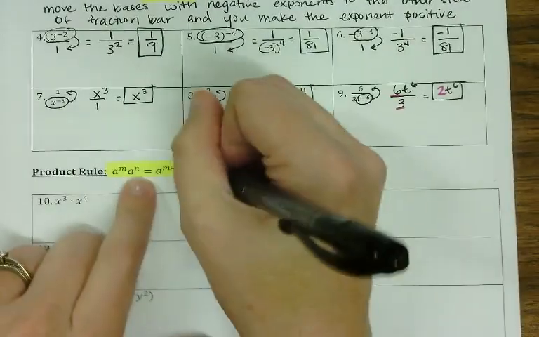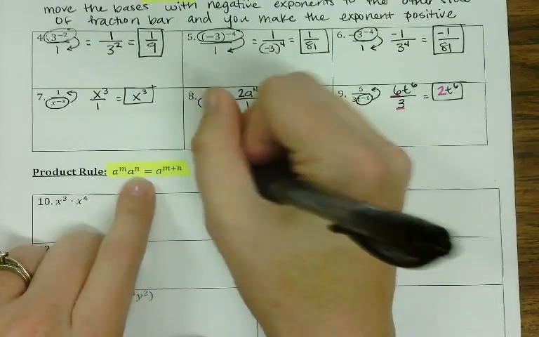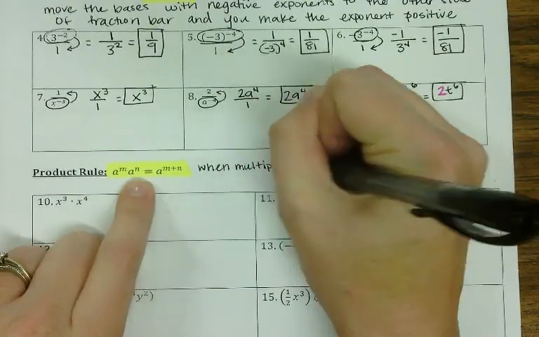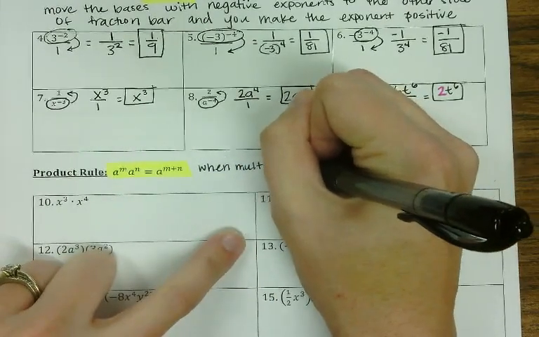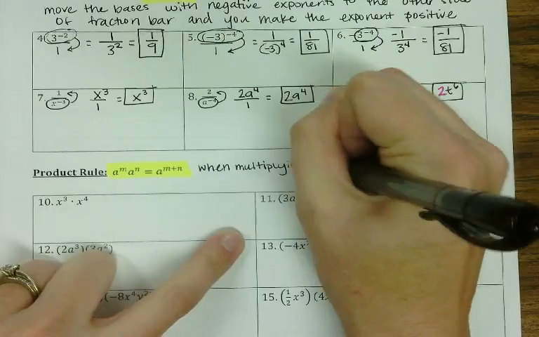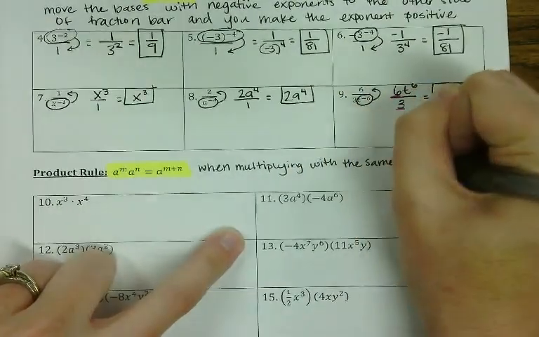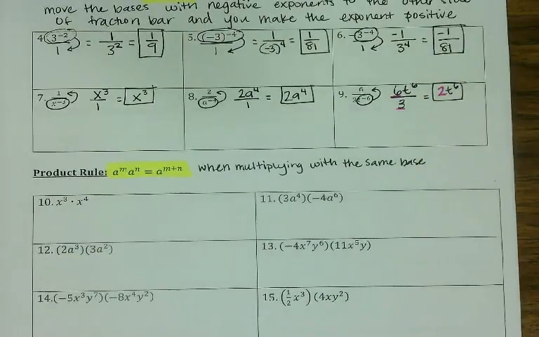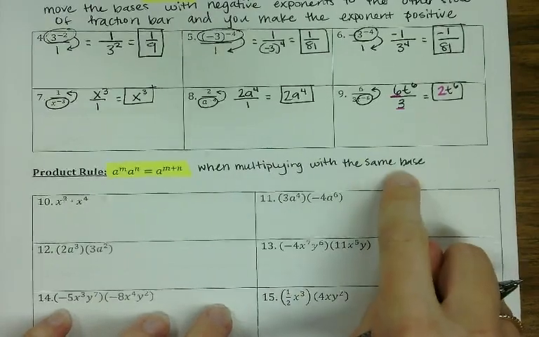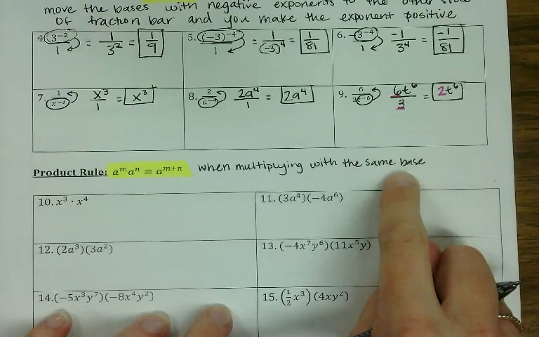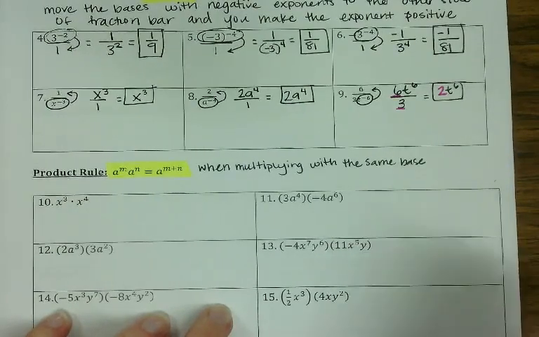When you are multiplying expressions with the same base, all right? So when you are multiplying with the same base, there are two big things that you will do. All right? You keep your base. So when you're multiplying with the same base, you keep the base. And then, guys, what we do is we add our exponents.